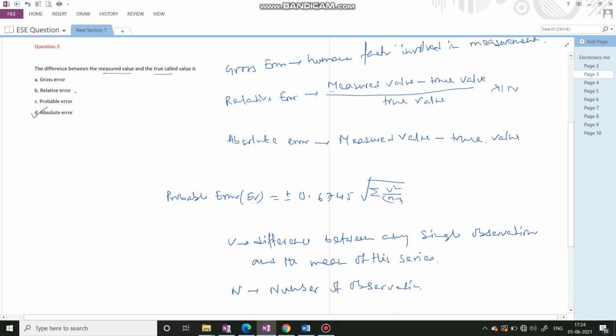So we have seen four kinds of error in measurement: first gross error, relative error, absolute error, and also probable error. So the answer is D.